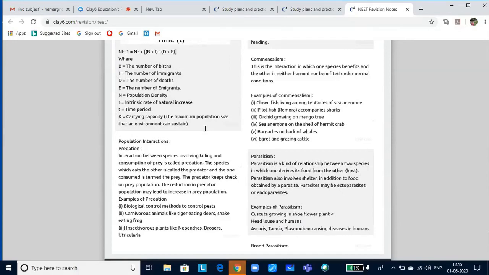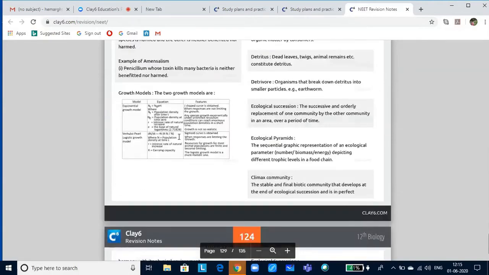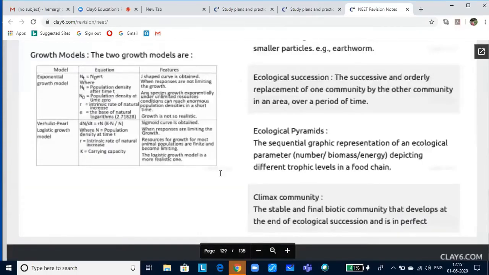When the resource availability is unlimited in the habitat, the population will grow in an exponential manner. So the equation will become N(t) = N0 e^(rt). A J-shaped curve is obtained when resources are not limiting the growth. Any species can grow exponentially in unlimited resource conditions and can reach enormous population densities in a short time, but the growth is not so realistic.